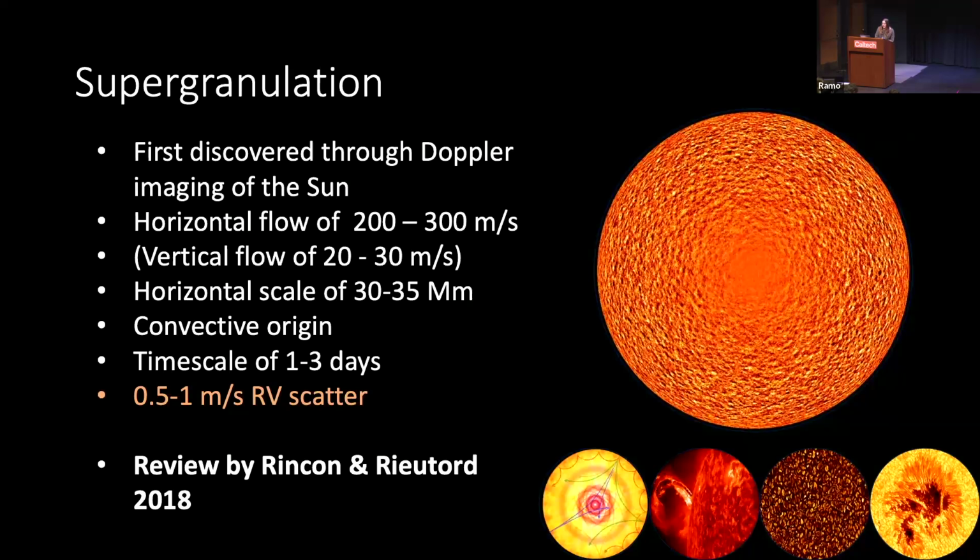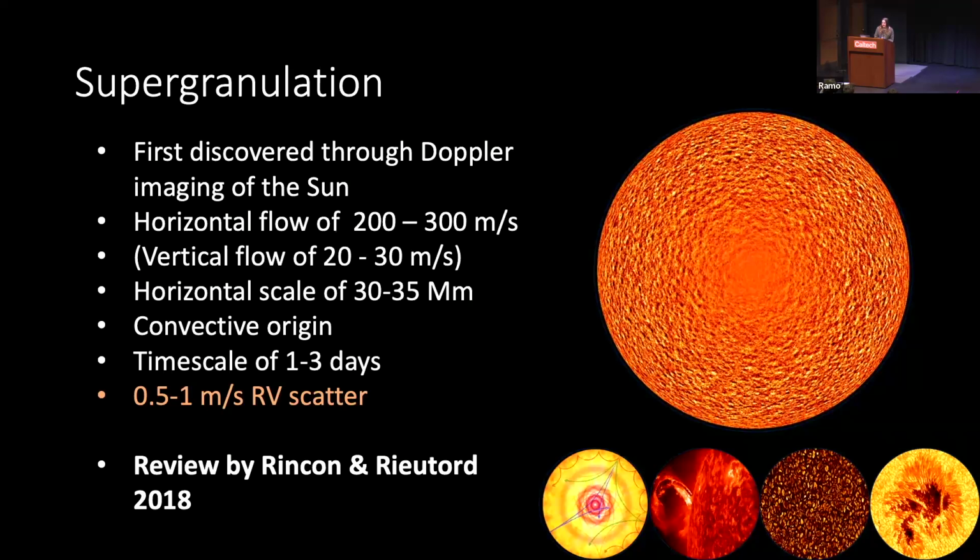It has a horizontal scale of 30 to 35 megameters. When you compare that to granulation, where a typical granule has a size of 1,000 kilometers, you can see how much bigger these are. It's thought to be of convective origin, though I will say we do not know much about it or the physics that underpins it. It's too big to get into these simulations, so we know very little about the underlying physics. We do also know that it has some sort of magnetic element. We tend to see that these supergranules are herded by the small-scale magnetic network.